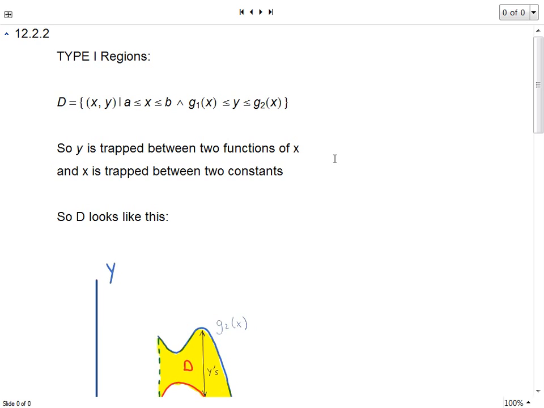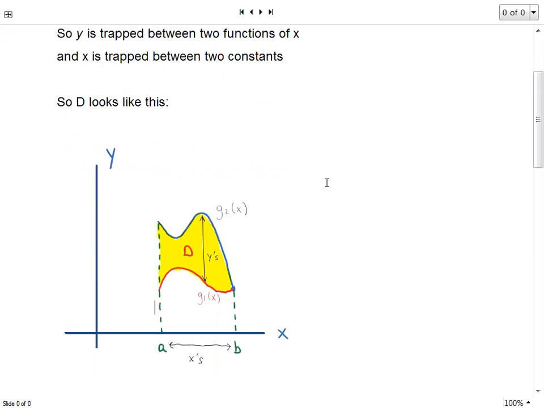What we'll have right now are what we're going to call type 1 and type 2 regions. So look at this first thing that we call a type 2 region. Let me explain what this means. This means D is the region where all the points x, y in it are such that your x is between a and b, so your x is between two constants, and your y is between two functions of x. So now your y is no longer stuck between two constants. Your y is determined by x. This is what a region like that looks like.